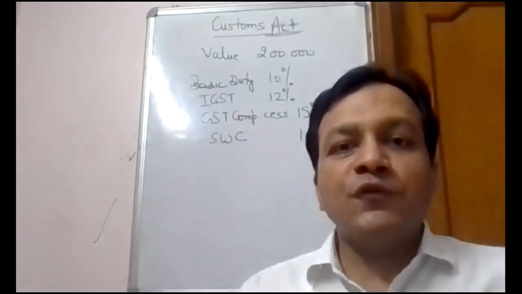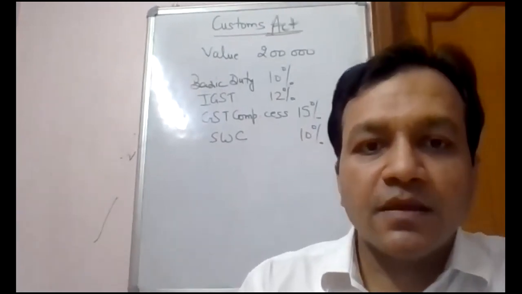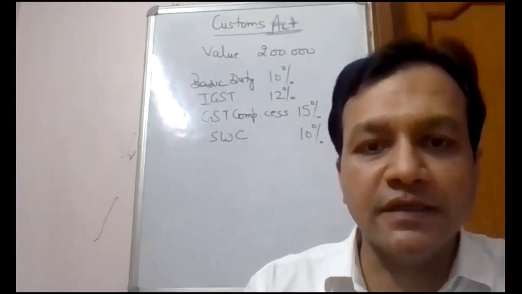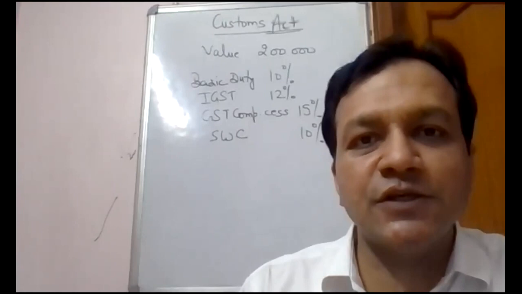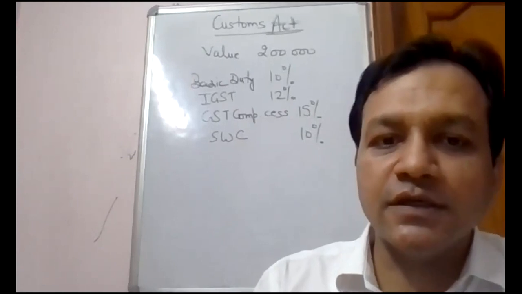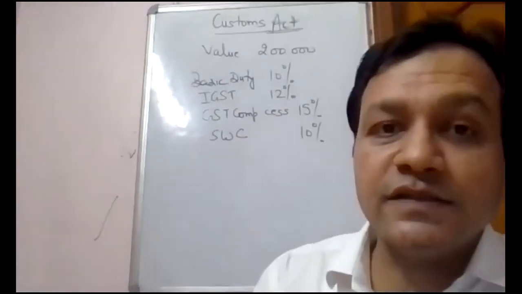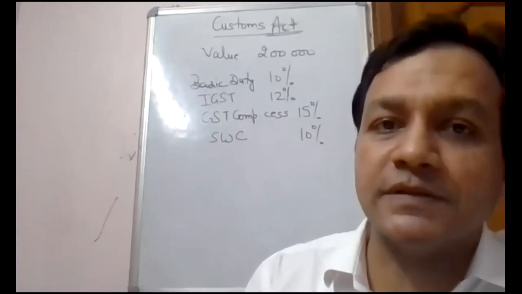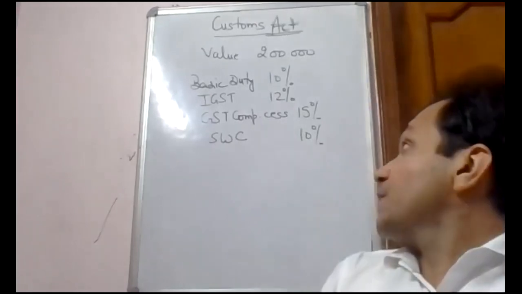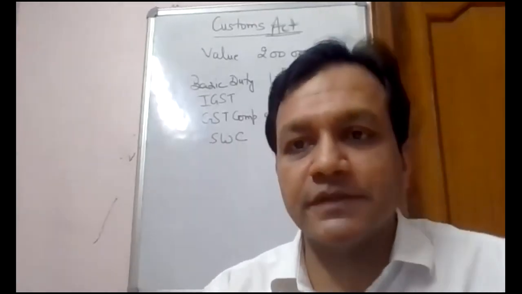So let us start the question which we were discussing in the last lecture. In that question, the value of imported goods was 2 lakh rupees. Basic custom duty given was 10%. IGST given was 15%. GST compensation cess given was 15%. And social welfare surcharge was 10%. Sorry, IGST was not 15%, IGST was 12%. So: 10% basic custom, IGST 12%, compensation cess 15%, and social welfare surcharge 10%.